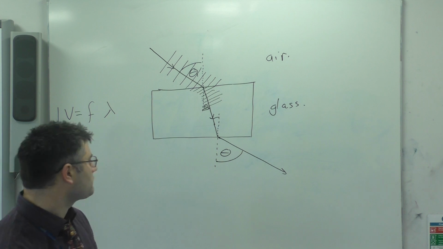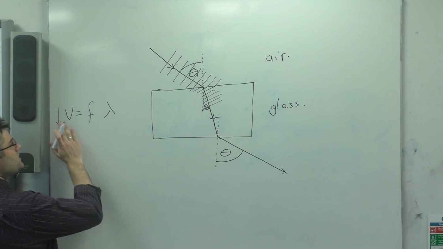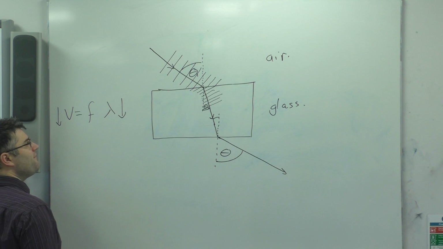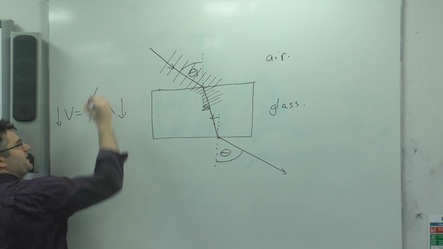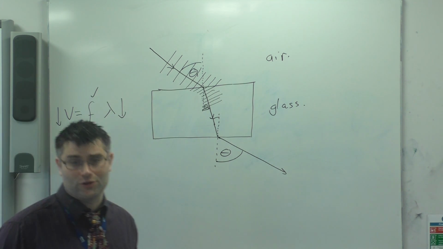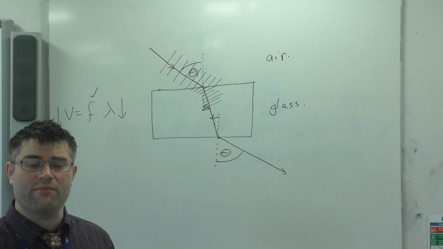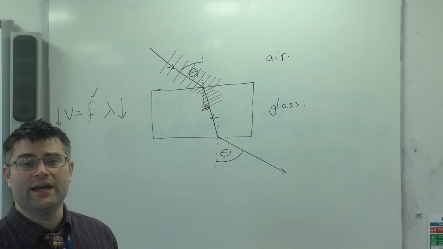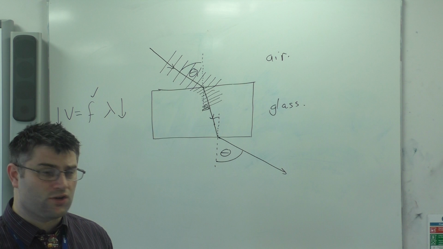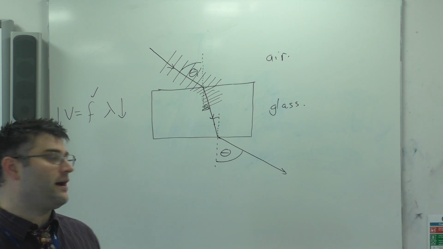So the point is that because the velocity drops, the wavelength drops, the frequency of this light stays constant. Okay, that's very important to remember. The frequency of light doesn't change. It stays constant. So it's the wavelength and the velocity that change as a result of refraction.